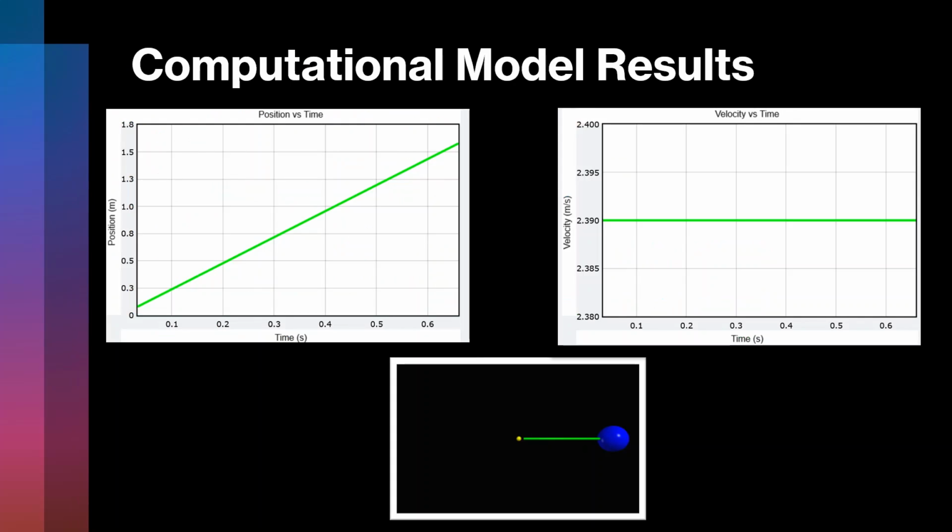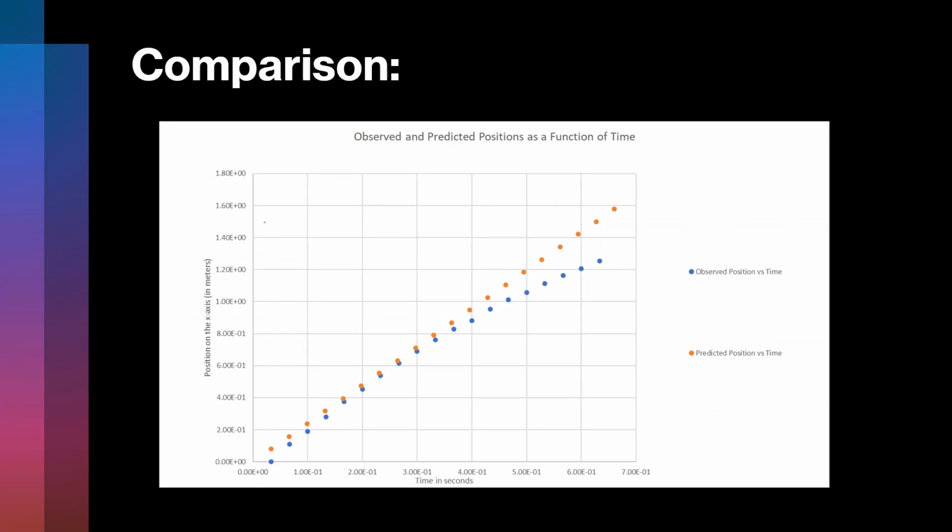And here are the results. As I said, the position increases over time, and that just means that the eraser moves along the positive x-axis. Here's the spherical computational model, and the velocity does not change. When you compare these two results, you can see that they're much closer when time is closer to 0, and as time increases, the observed slope decreases while the predicted slope continues to be the same because that's a constant velocity.